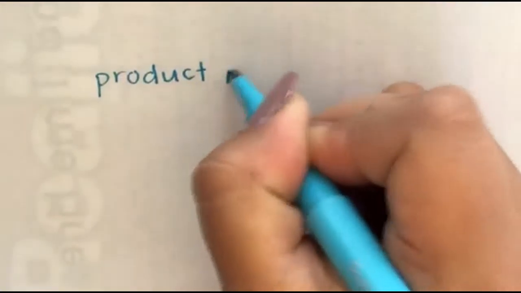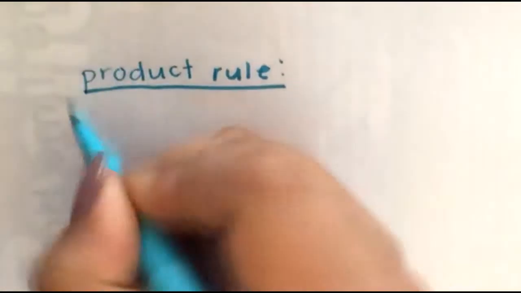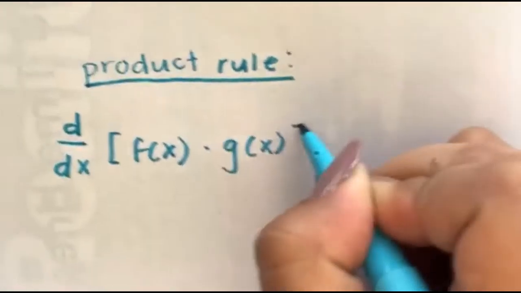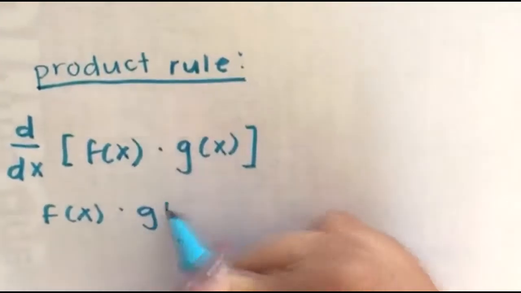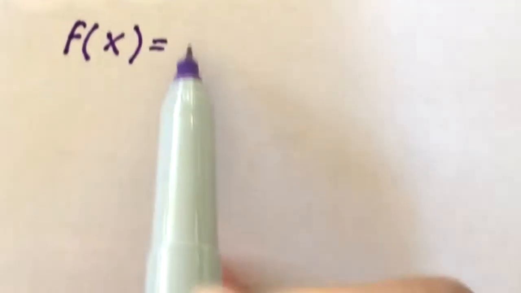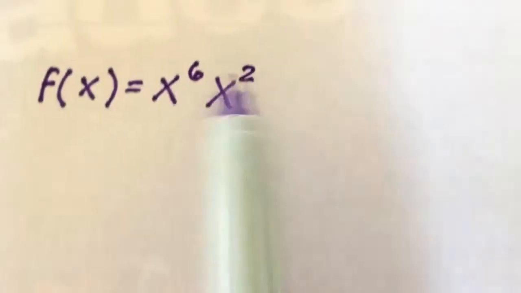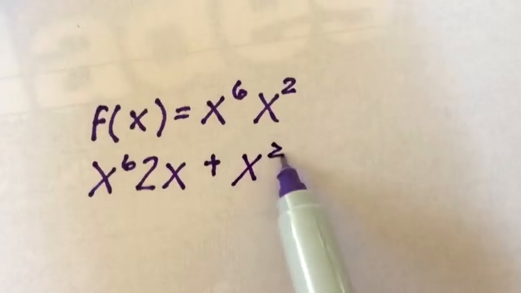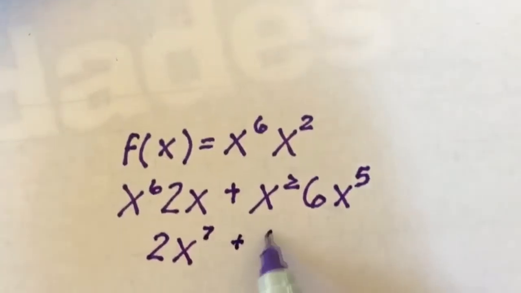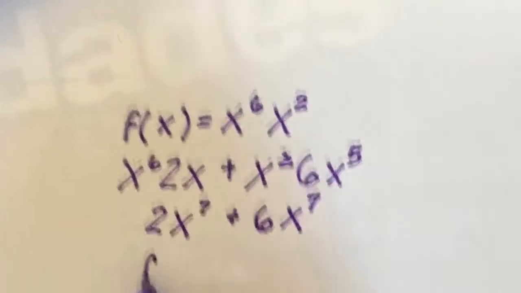First off, we're learning product rule. To find the derivative of f of x times g of x, you have to do 1 prime 2 plus 2 prime 1. First example is f of x equals x to the 6 times x squared, and then you do 1 prime 2 plus 2 prime 1, and then you simplify, and there's your derivative.